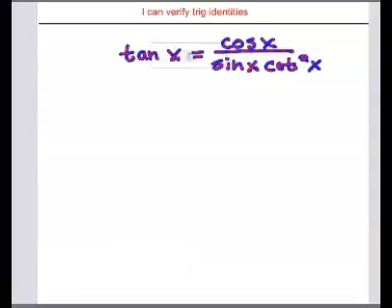All right, so we're going to take a look at one. So I look here at the dividing line, and it definitely looks like the right side is more complicated than the left side. So I'm going to start by working on that. Use a different color. So first tip is I like to change everything to sine, cosine. So cosine is the same, sine is the same, but then cotangent is cos over sin.